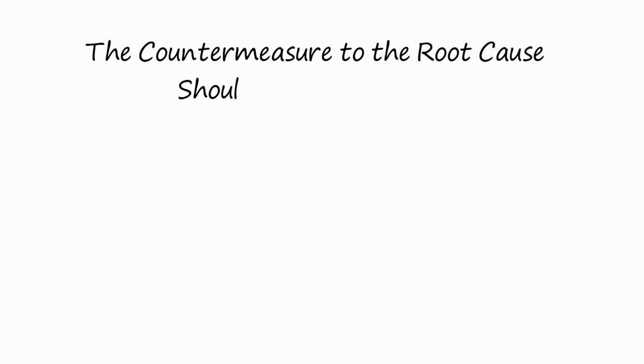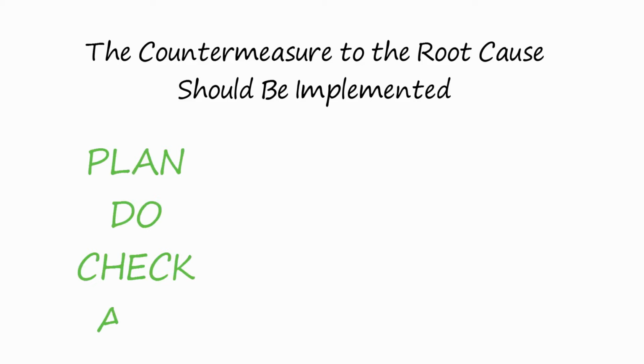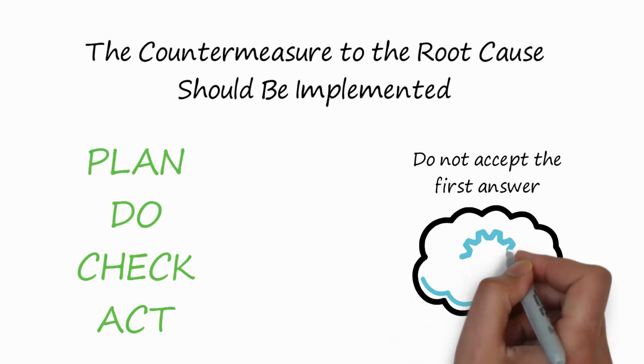In this example, the countermeasure to the root cause should be implemented and effectiveness checked. In other words, the Deming cycle must be followed. Plan. Do. Check. Act. A first takeaway is that you must not settle for the first answer because we need to push the thought deeper.